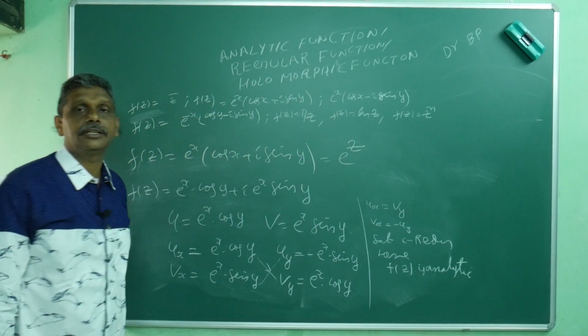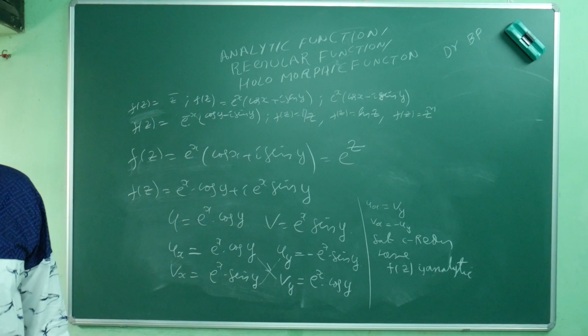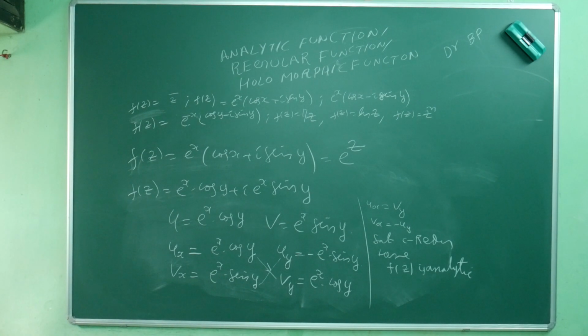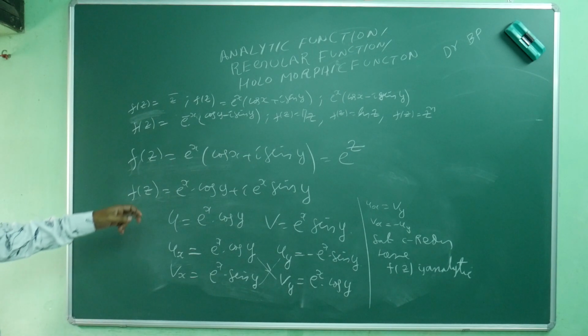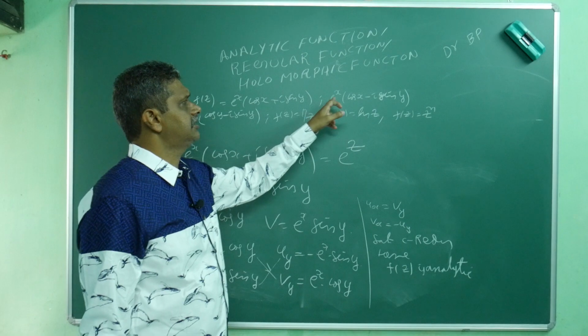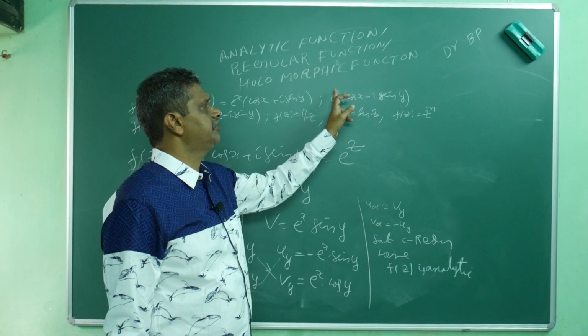Given f of z is an analytic function, reaching or not. So that is the way of doing. The remaining e power x problems you can try. They may give e power x (cos y minus i sin y), which means e power z bar.